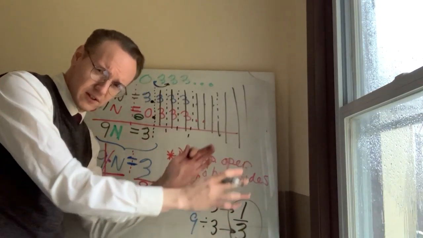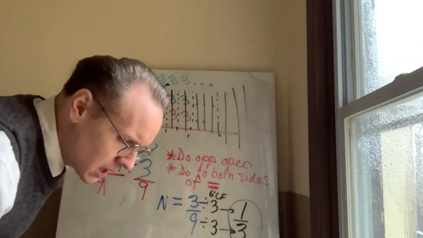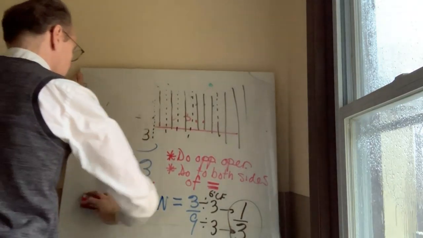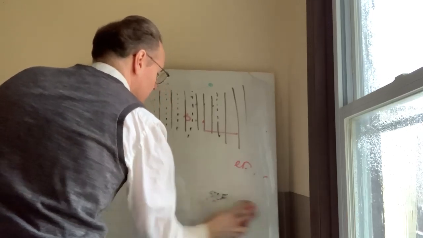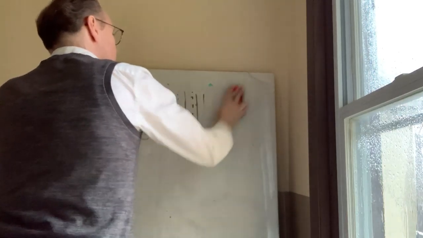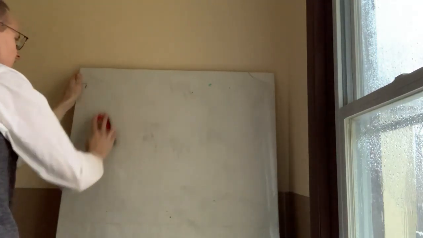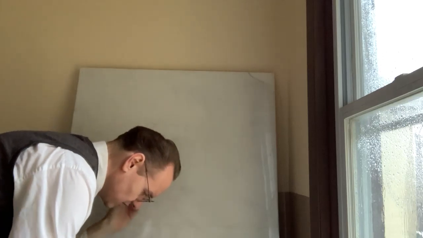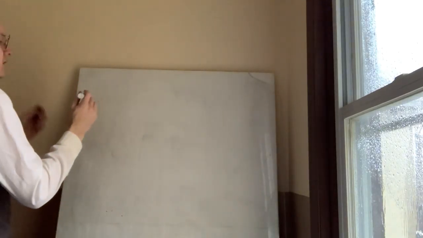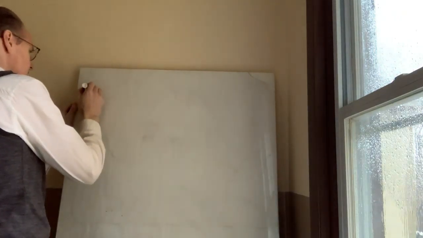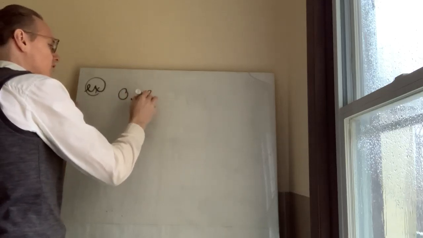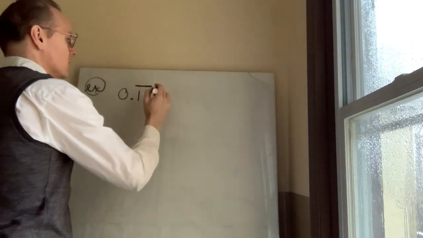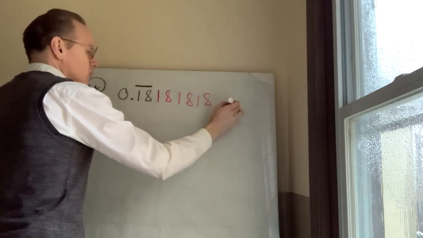Let's do a couple of these because it takes a little getting used to. An example of a problem that is one digit repeating. Let's say that you hypothetically had this 0.18 with the line, the bar notation over both digits. What does that really mean? It means that this is really 1 8 1 8 1 8 into infinity.